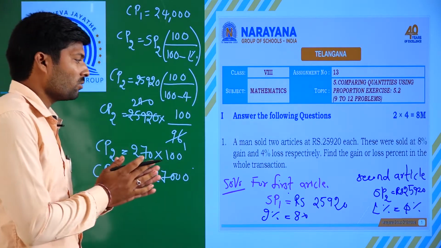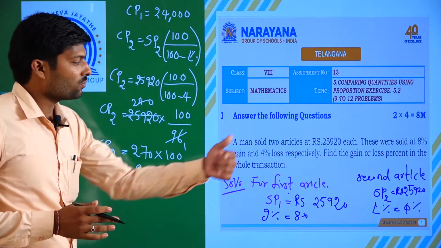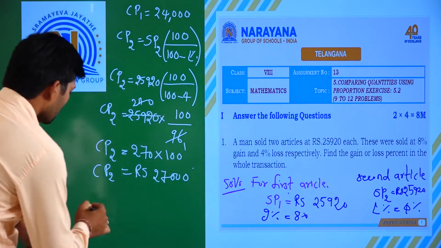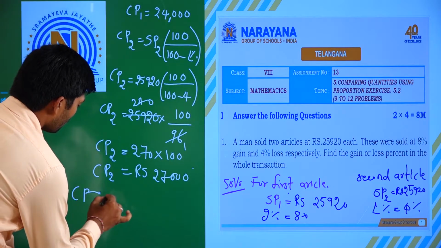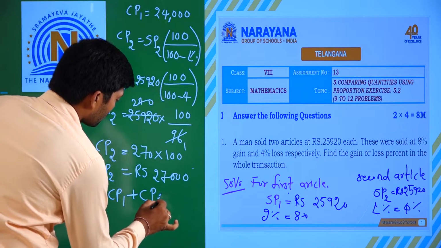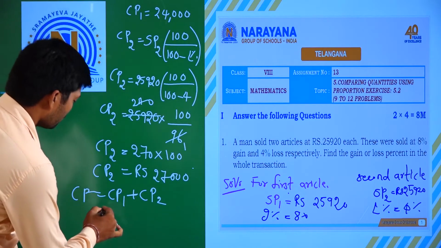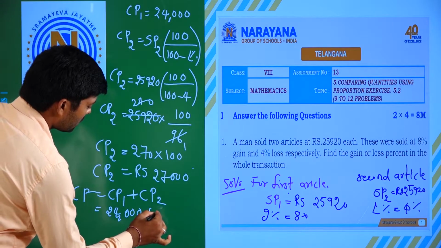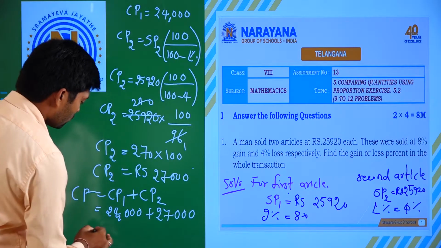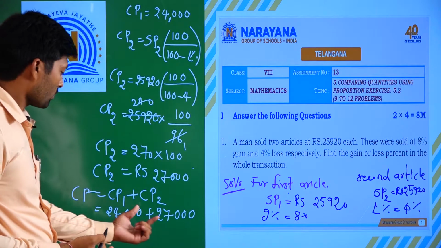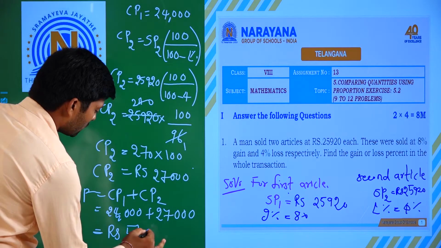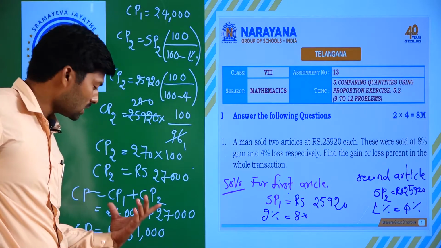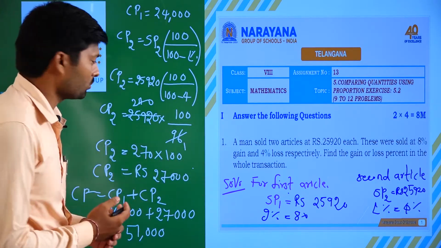Now, in order to find whether it is gain or loss, we need to find the total selling price as well as the total cost price. Now what is the total cost price? That is CP is equal to CP1 plus CP2. So what is the addition of this? The first one is 24,000 plus the second one is 27,000. So what is the addition of this? Totally, yes, 51,000. The total cost price of the two articles is 51,000. So this is the total cost price. Similarly, we have to find what is the total selling price. So like this.